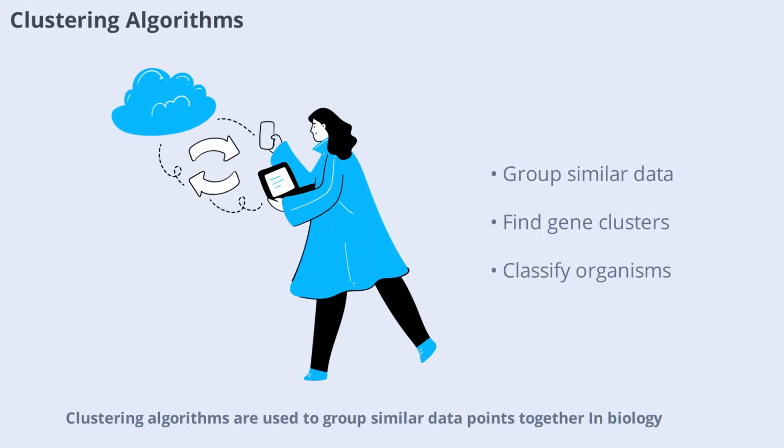Clustering algorithms are used to group similar data points together. In biology, they help researchers organize genes, proteins, or even entire organisms based on shared characteristics. For example, clustering can reveal groups of genes that are co-expressed in certain conditions, or classify bacteria into related species. These algorithms are essential for making sense of complex datasets and discovering new patterns in biological systems.